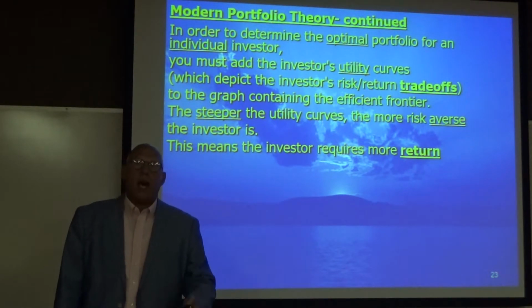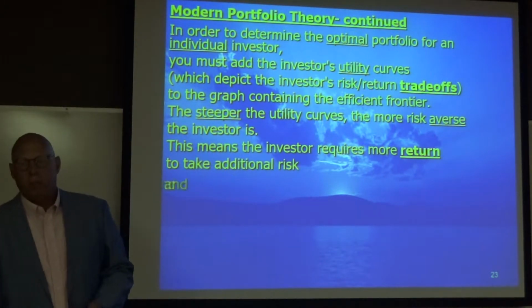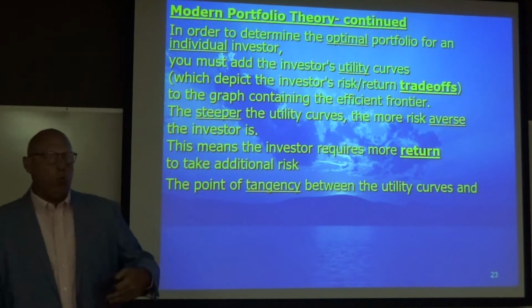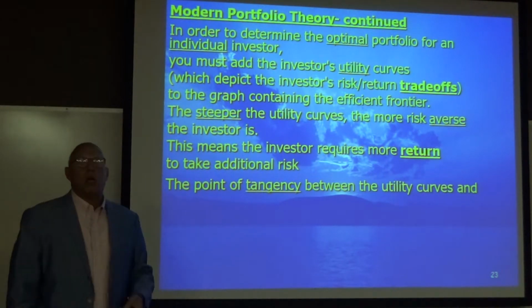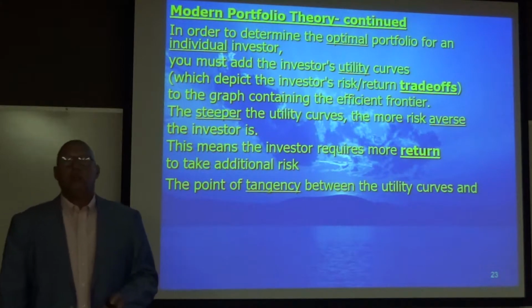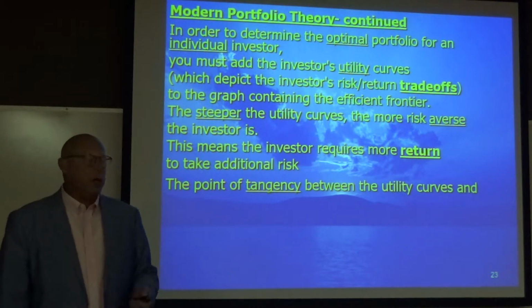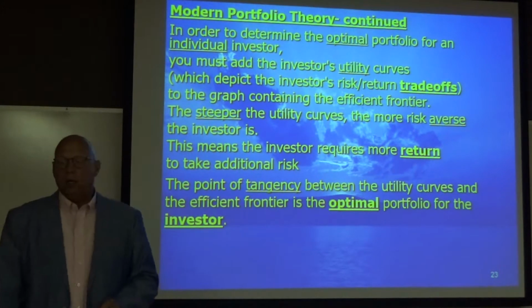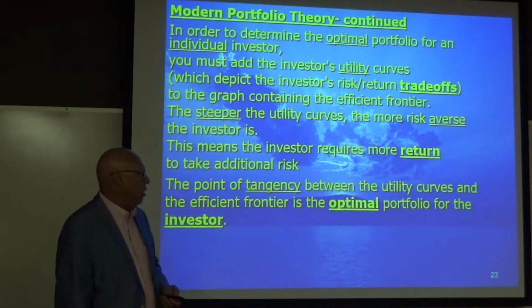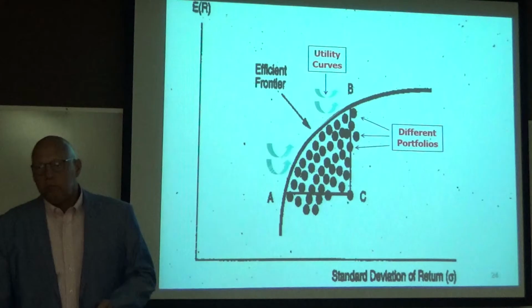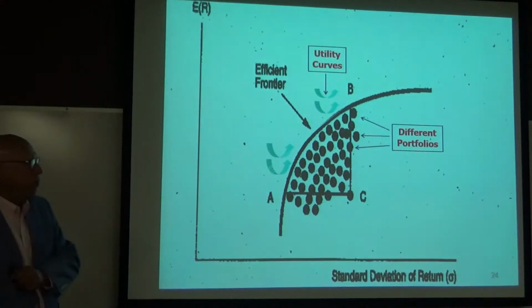So the added return required to take on an added unit of risk goes up, okay? All right, and then where the utility curves come into contact with the efficient frontier, it shows us exactly which portfolio is optimal for a client, okay? All right, let's take a look. Here we go.